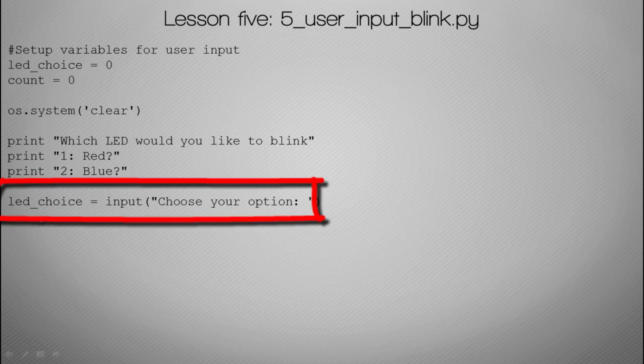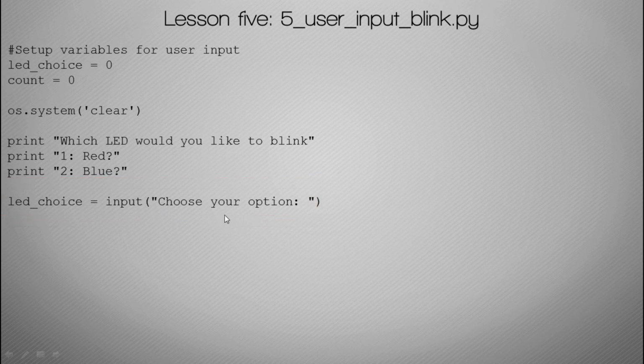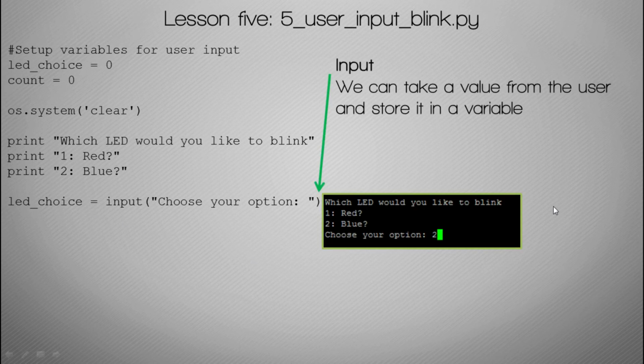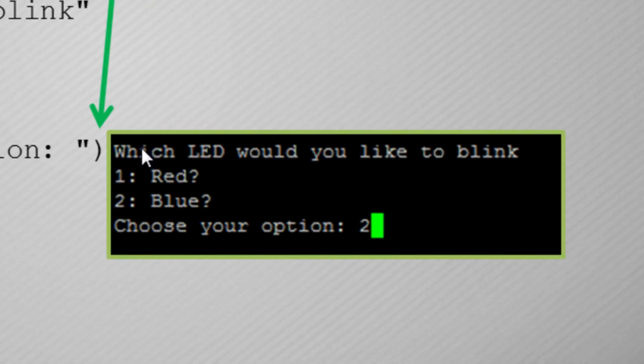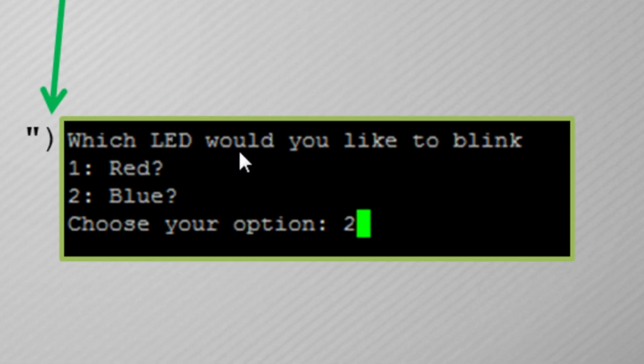Then we have the option here, we say LED choice equals the input, and then it will print choose your option, which is what will be printed to screen. Input is the command that actually reads in what is typed into the command line, and when a user presses enter, that information will be entered into LED choice. And this is what it looks like in the real world. It prints to screen these two options, and it says choose your option.